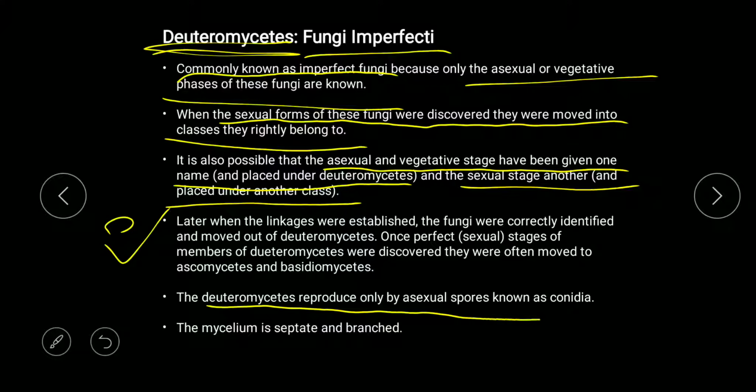Deuteromycetes produce only asexual spores, that is conidia. As we have studied, asexual spores are not known in Basidiomycetes. In Asco it is conidia, in Deutero also it is conidia. And the mycelium is septate and branched. You can remember that the lower fungi, Oomycetes and Zygomycetes, are aseptate, so they are multinucleated. But the higher fungi like Asco, Basidio and Deuteromycetes are septate with a particular branched structure. Okay, so this is with respect to the Deuteromycetes.